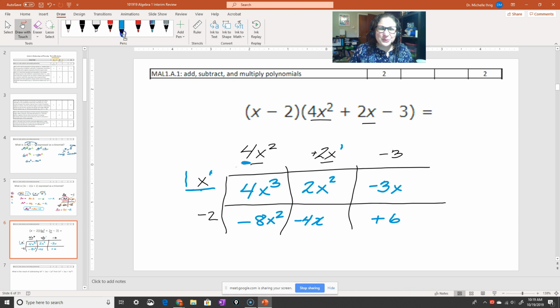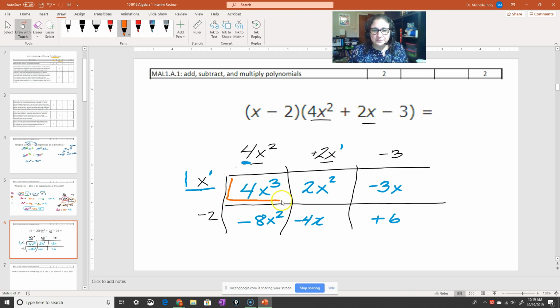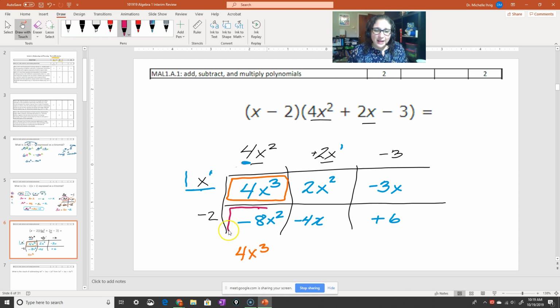Now here's what's really cool when you do the box method, especially when it gets ugly like this. Everything works on a diagonal. So first, I've got this box right here. That's my first one. So I'll write down 4x cubed. That's my first term. Then, because everything works on a diagonal, this -8x squared and this positive 2x squared will match up. Everything matches on diagonals. So I've got -8 plus 2, that's -6, and then my x squared chills.